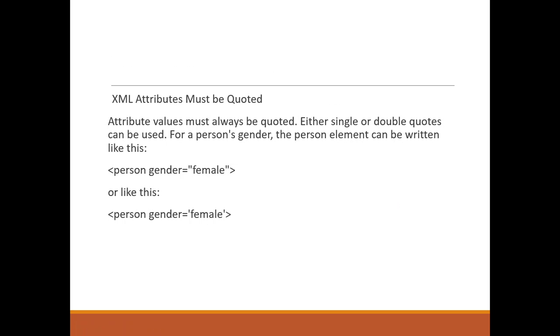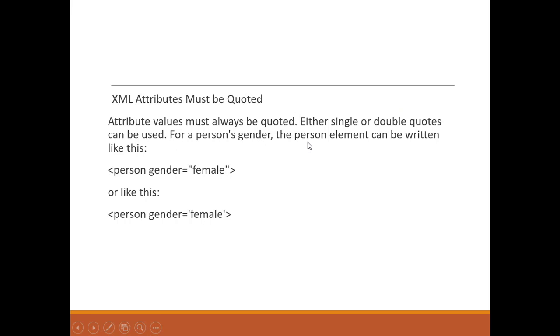XML attributes must be quoted. So that's a must when you are actually adding attributes. The attribute values must always be quoted, either single or double quotes. You can use either a single quote or a double quote.